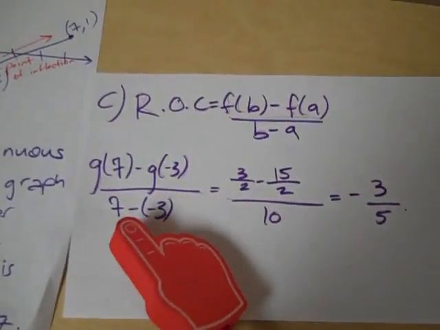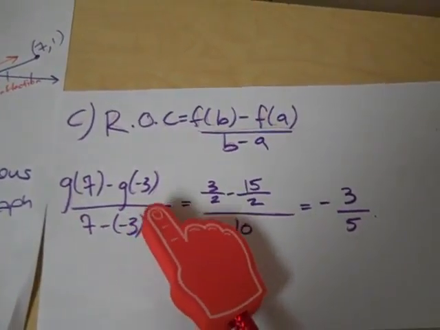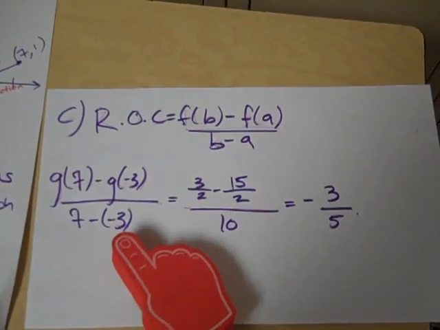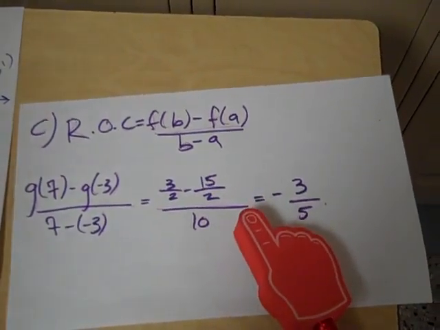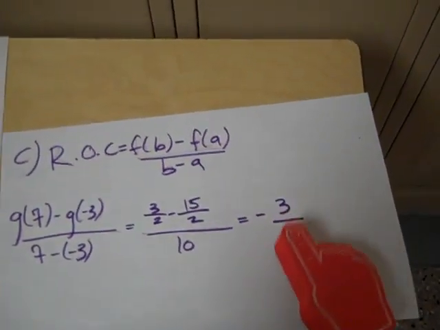So if you plug it in, you get g of 7 minus g of negative 3 over 7 minus negative 3 equals 3 halves minus 15 halves over 10, which simplifies to negative 3 fifths, which is your rate of change for this graph.